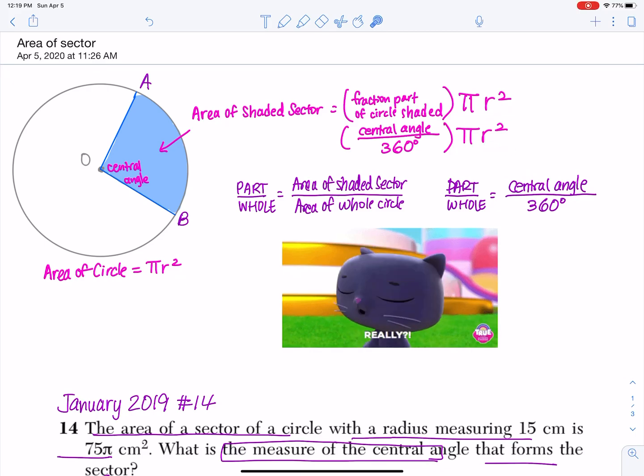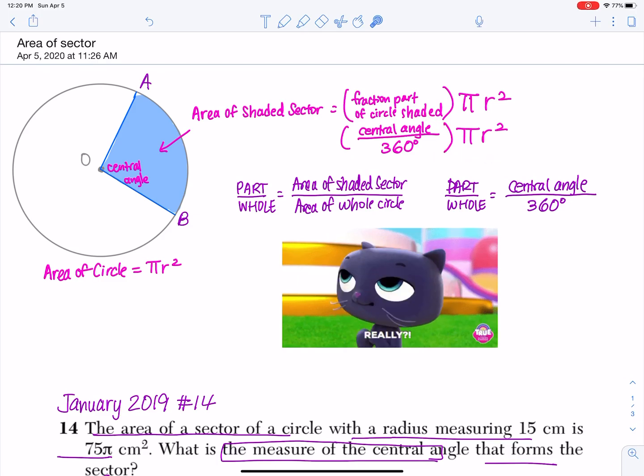If I wanted to find the area of a shaded sector, which is a fraction amount, I need to figure out what fraction represents the part of the circle that is shaded. In order to do that, it's always going to be the central angle. This angle here is called the central angle because it goes through the center. It's central angle divided by 360, the total number of degrees in the circle. So this represents what part of the whole circle is shaded, times the area of the circle.